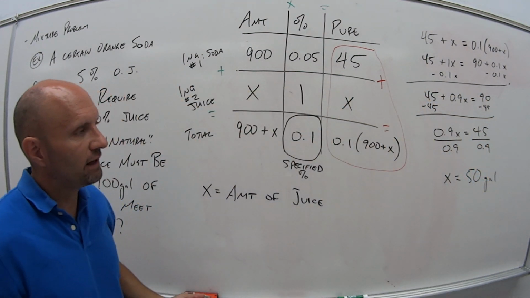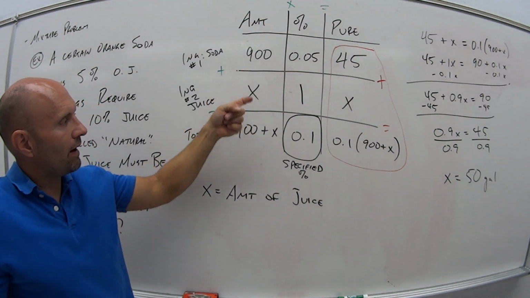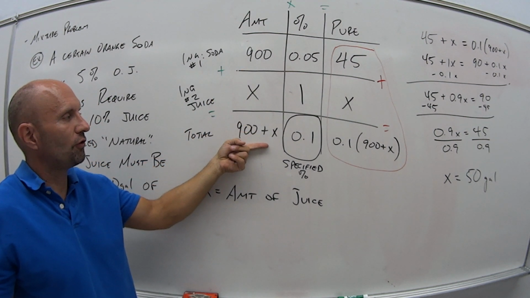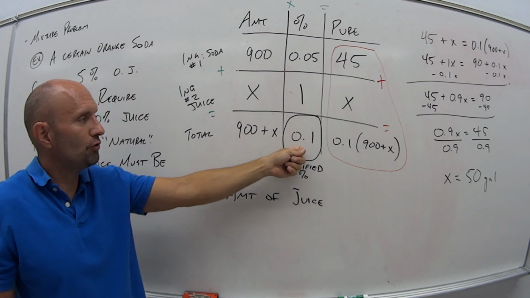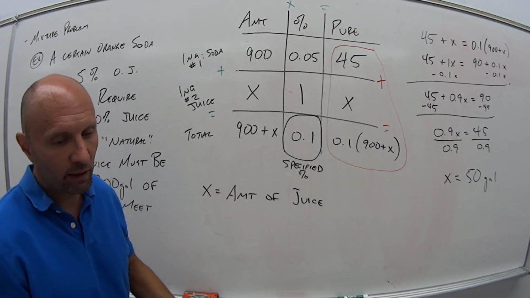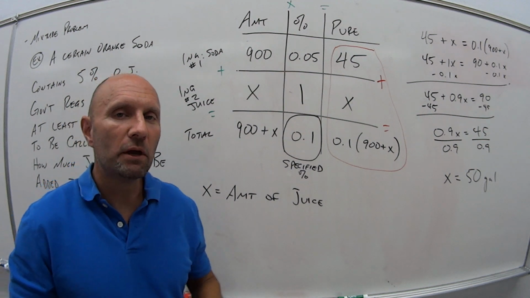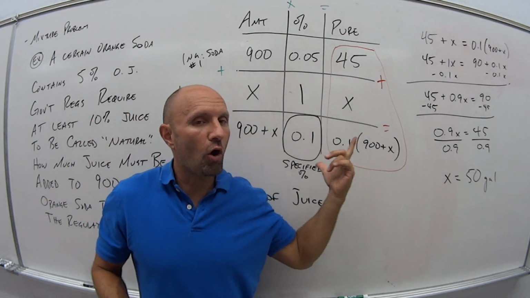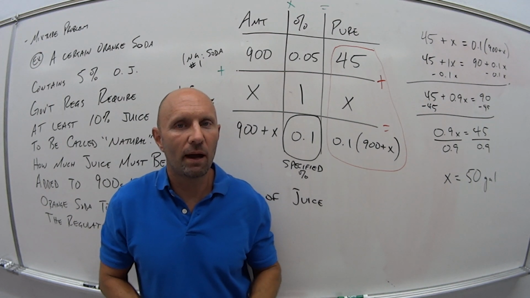So if I take 50 gallons of orange juice, dump it into this soda, I'll now have 950 gallons of soda, but the percentage of pure juice in that soda is now 10%, which means it satisfies the criteria. So that's it. An investment problem, a mixture problem. You can always use this table. It's just a matter of figuring out what information do I put into what box.